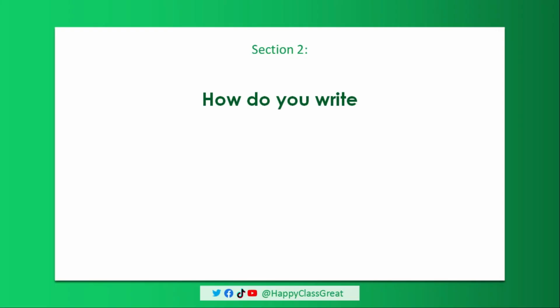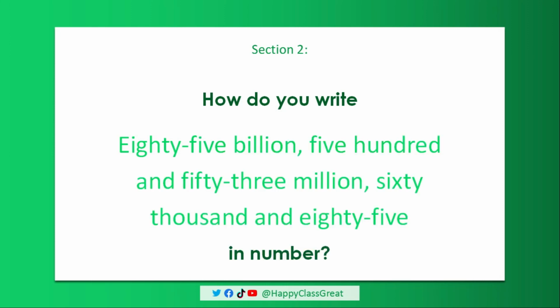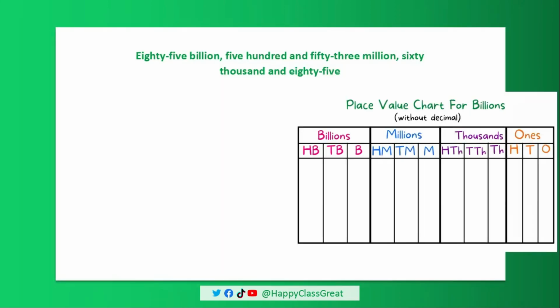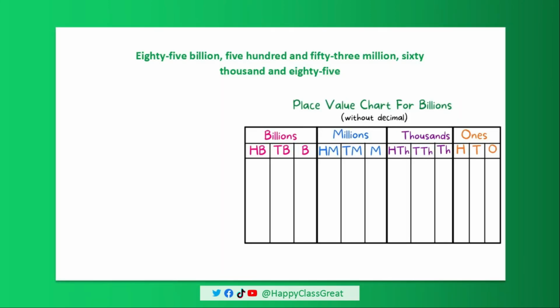Welcome to section number 2. Here you write 85,553,060,085 in numbers. Let's jump. You can pause the video and do the exercise. Now to write this down, you draw the place value chart like so, as you are seeing it right on your screen right there. So we are to cut this or divide or split it into 3 parts.